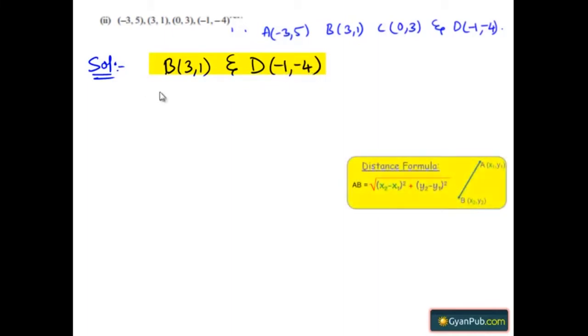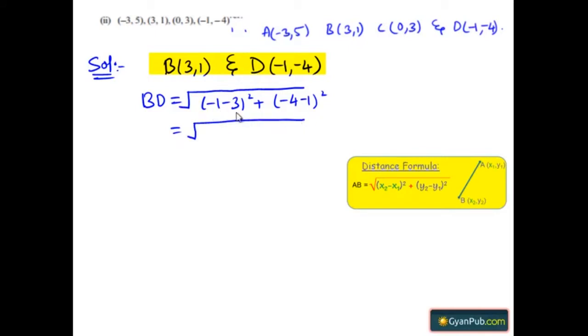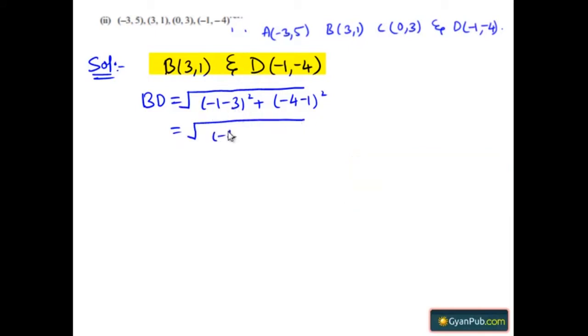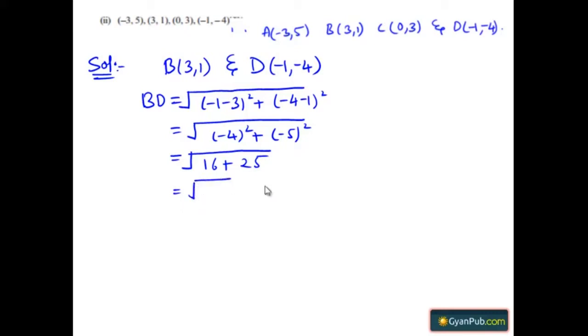Now let us take the points B (3, 1) and D (-1, -4). By applying the distance formula, we get length BD equals the square root of (-1 - 3) whole square plus (-4 - 1) whole square, that is equal to the square root of (-1 - 3 is -4, so) -4 square plus (-4 - 1 is) -5 square, which is equal to the square root of -4 square is 16 plus -5 square is 25, that is equal to the square root of 25 plus 16 is 41.